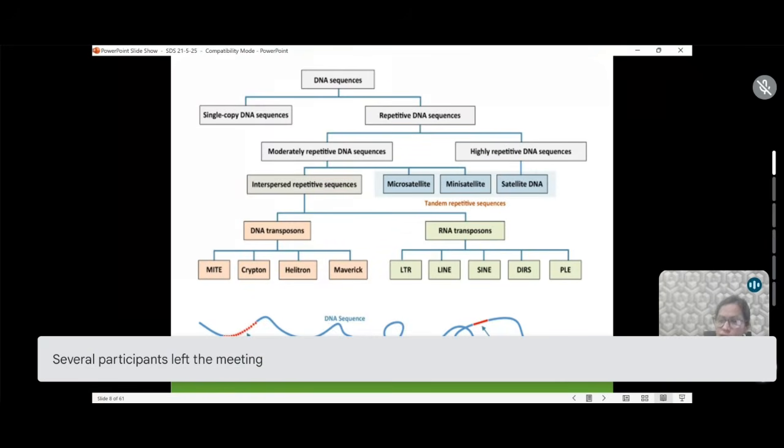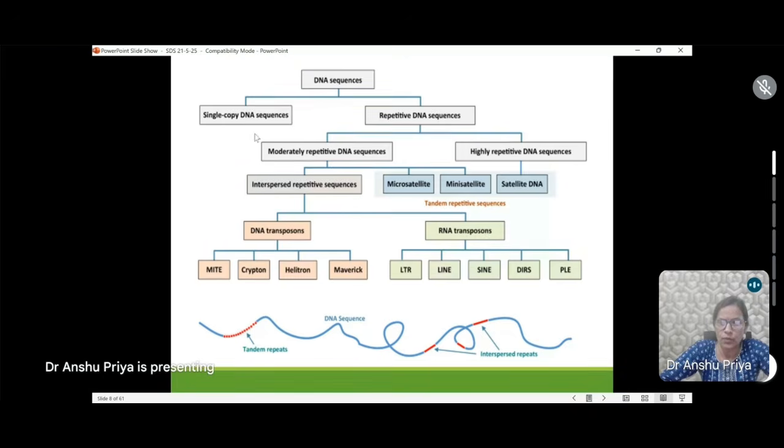So let's talk about the DNA sequence. DNA sequences are generally of two types. One is the single copy DNA sequence and the other is the repetitive DNA sequence. Repetitive DNA sequences are further classified into two categories. One is moderately repetitive DNA sequence and the other is highly repetitive DNA sequence, which is present in the satellite DNA. But we'll talk about the moderately repetitive DNA sequence, among which the microsatellite and the minisatellite, these two repetitive DNA sequences are used in DNA fingerprinting, and they are called tandem repetitive DNA sequences.